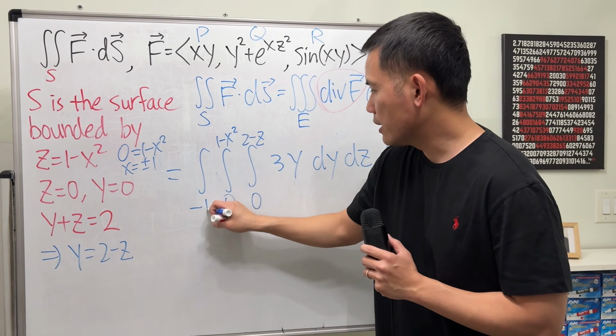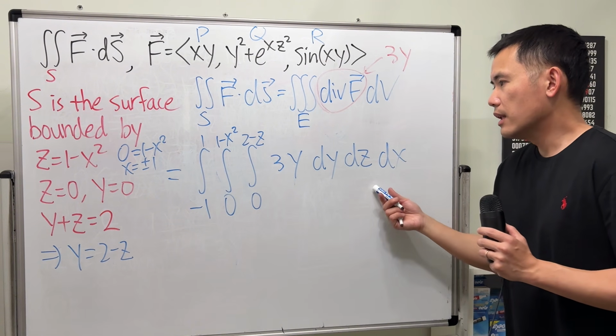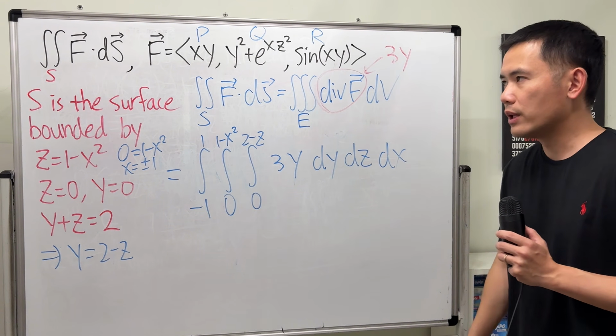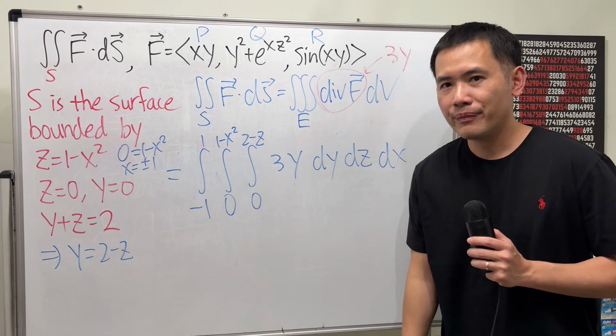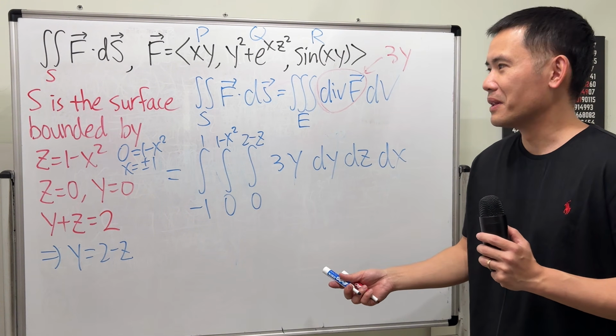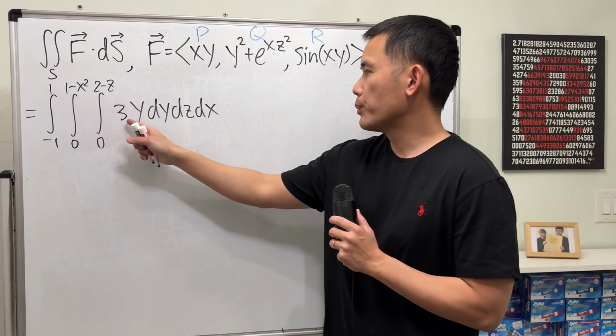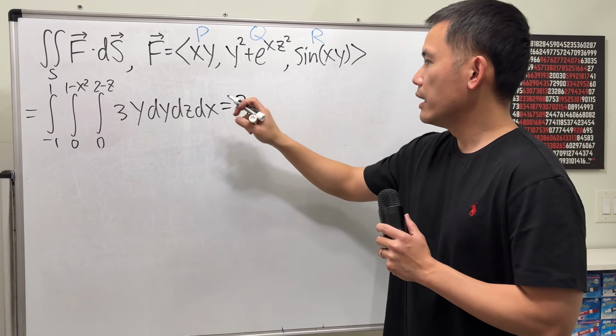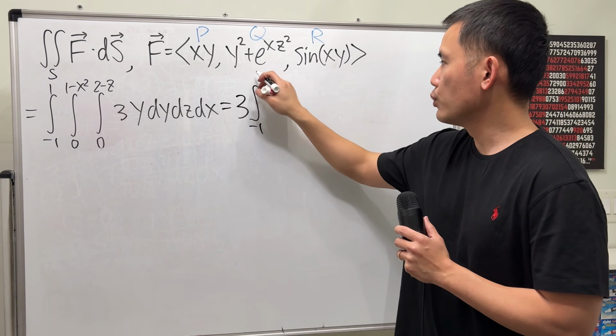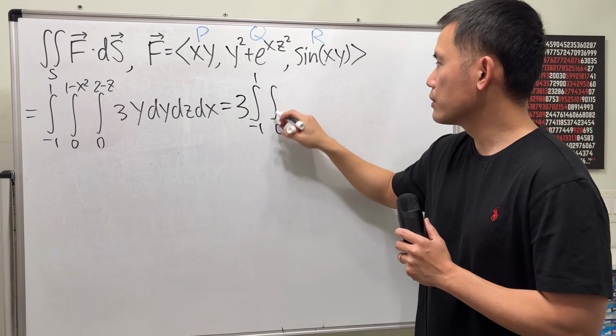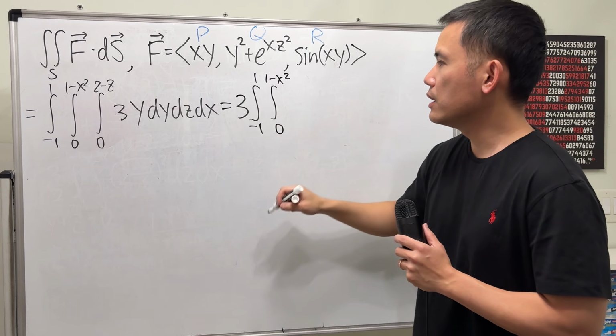So x will go from -1 to 1. And that is a triple integral that we have to evaluate, and we'll get the answer for that. And of course, we need more space, so let's go ahead and erase this. Here we go. First, I will put a 3 in the front, and then we have the integral going from -1 to 1, and then another one going from 0 to 1 minus x squared.